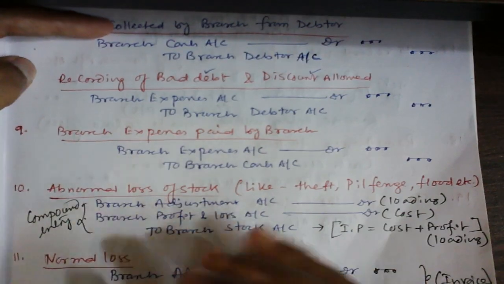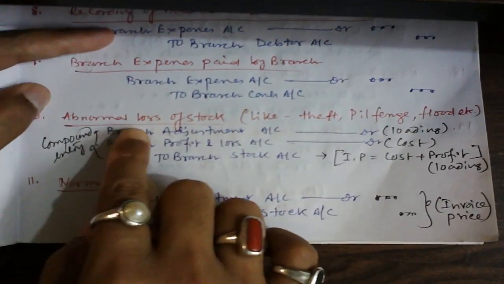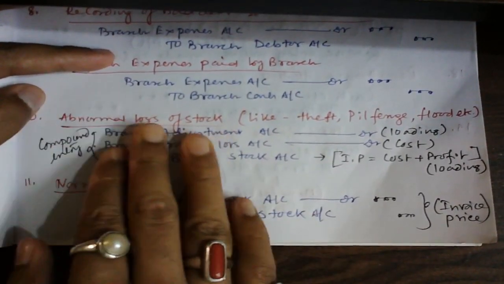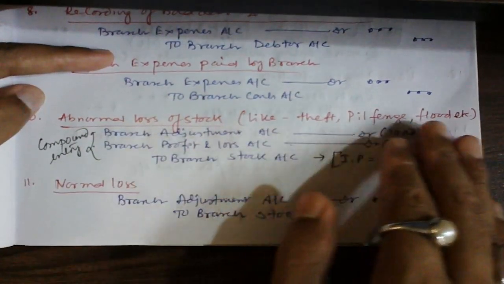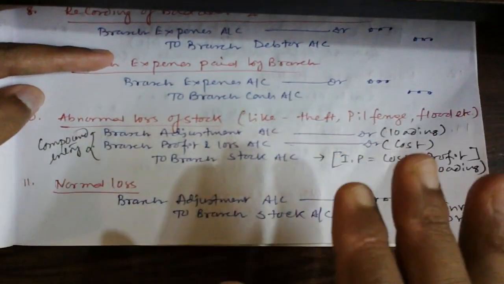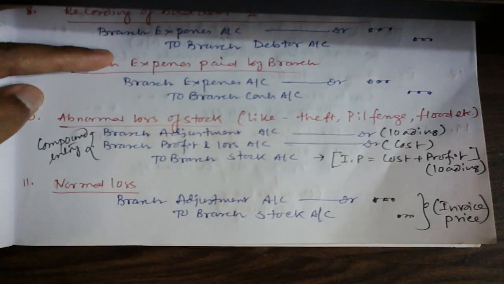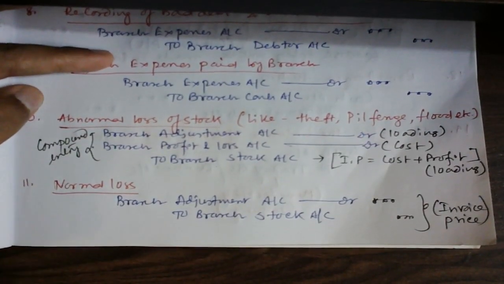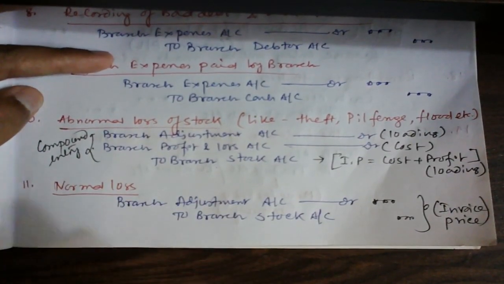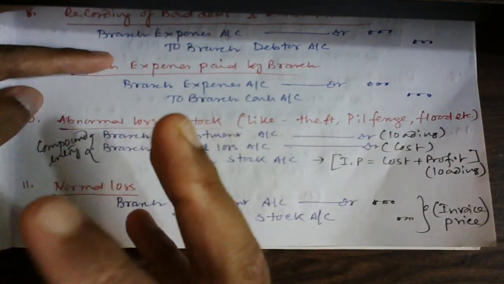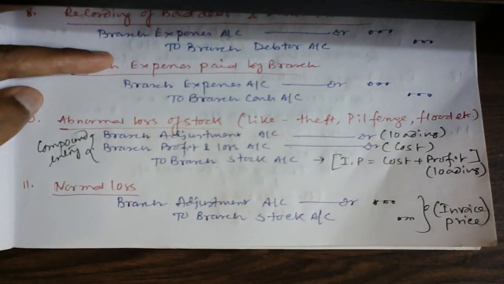What goes out? Credit. Next, abnormal loss of stock, like theft, pilferage, flood, etc. What happens in this case? In case of loss of stock, suppose there is a pilferage or flood in the godown, or a fire occurred, for which goods or stock have been damaged.